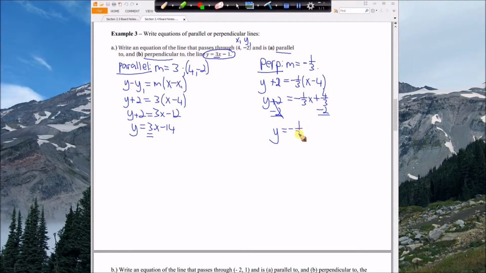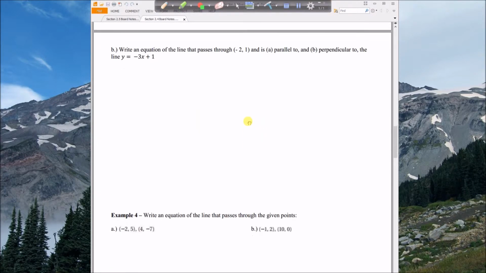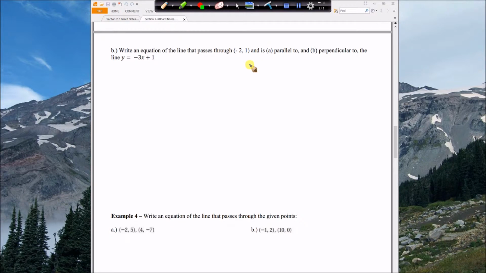Okay, so negative 1/3 x. If you combine these two, you end up with negative 2/3. Okay, this is negative 6/3 plus 4/3, negative 2/3. Okay, and so here's our answer of the line that's perpendicular to this line, okay, and passes through this point. You can see the slopes are negative reciprocals, so they're perpendicular. Okay, let's try another one of those. I'll try and speed this up a little bit.